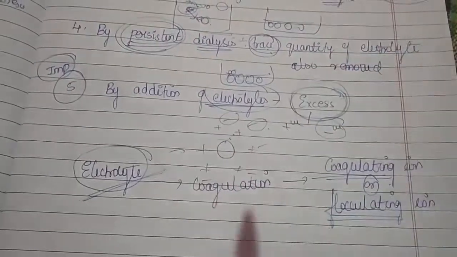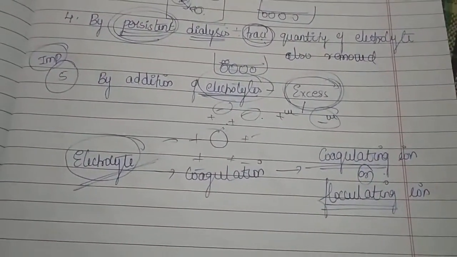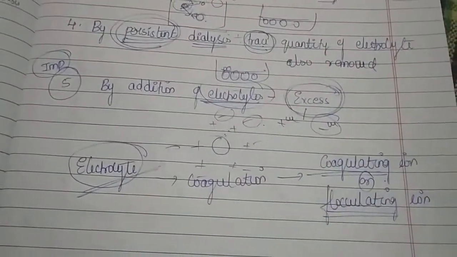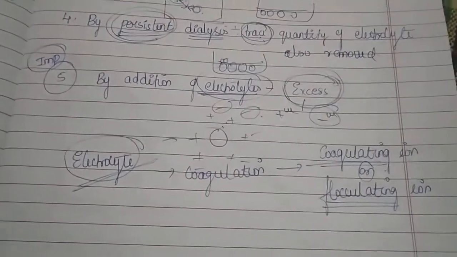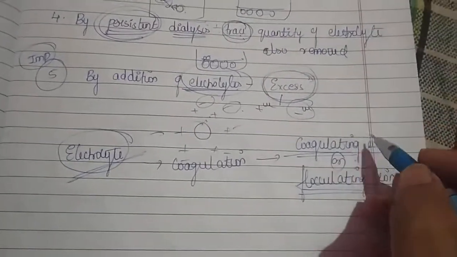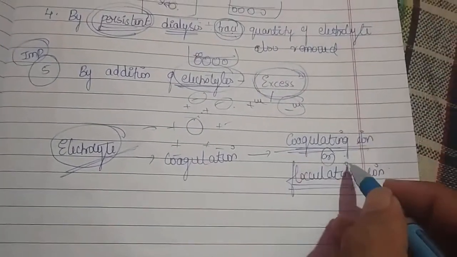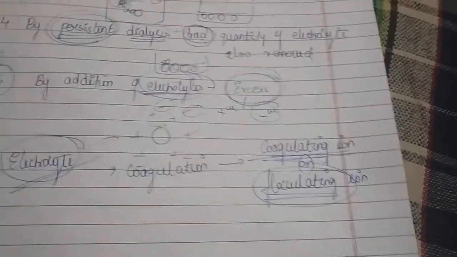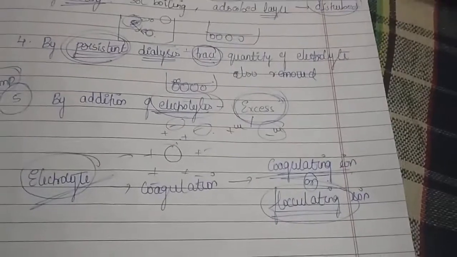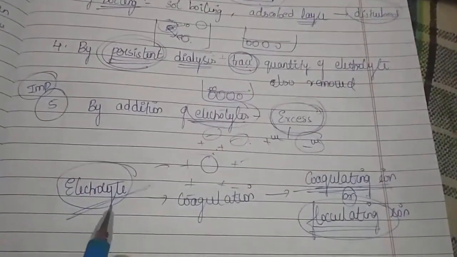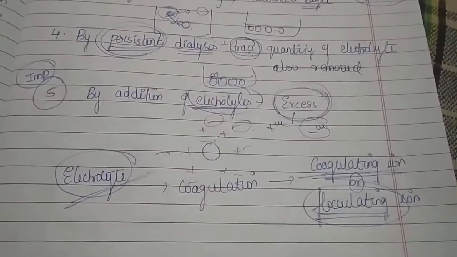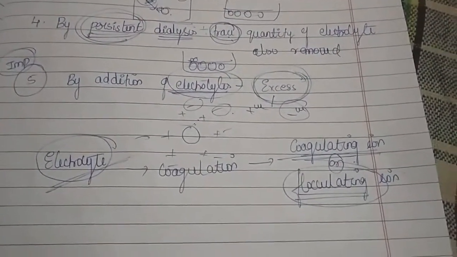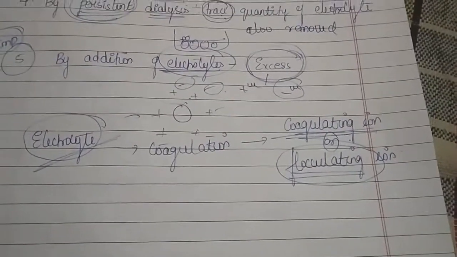So the ion responsible for neutralization of the charge on your colloidal particle is called what? Coagulating ion, or it is also called a flocculating ion. One mark chances are there. What do you mean by flocculating ion, or coagulating ion? The ion which is responsible for the neutralization of the charge on the colloidal particle is called a coagulating ion or a flocculating ion.